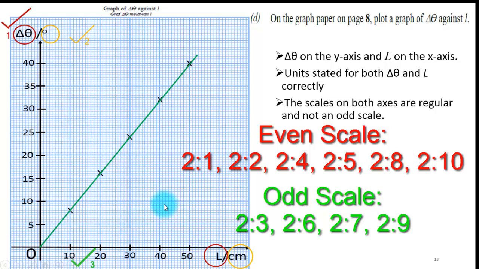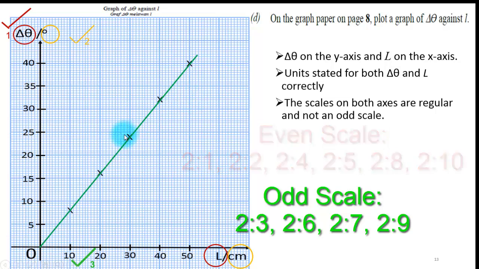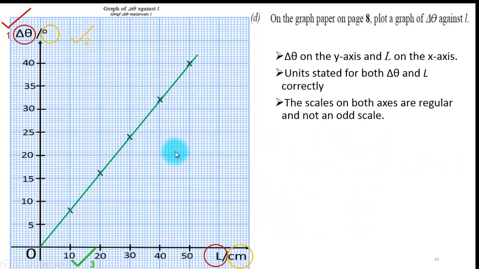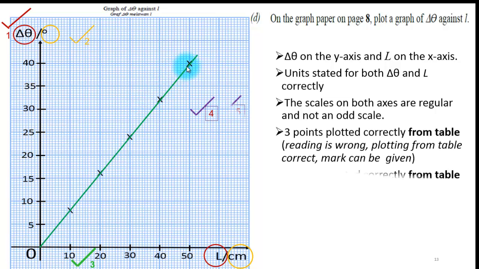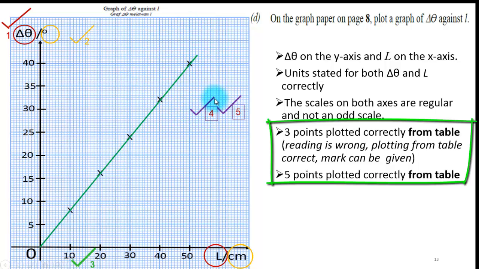So when you have 3 ticks like this, you will get 3 marks at least. Not yet plotting the coordinates. The coordinates will be tick 4 and tick 5. So all transferred correctly, 1, 2, 3, 4, 5 correct. So you will get this. This is tick 4, tick 5 for the coordinates. If let's say one is wrong, then there will be a cross for tick 5. If all correct, you will get both.